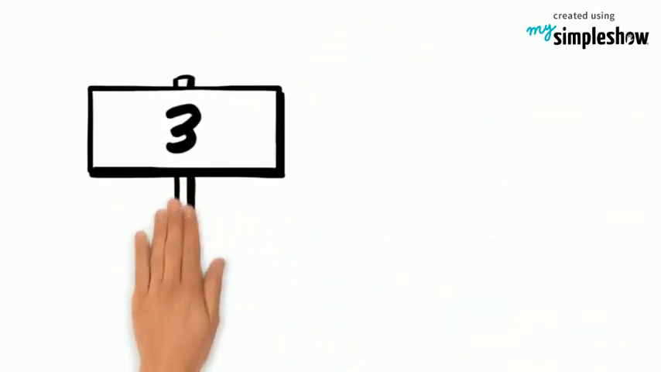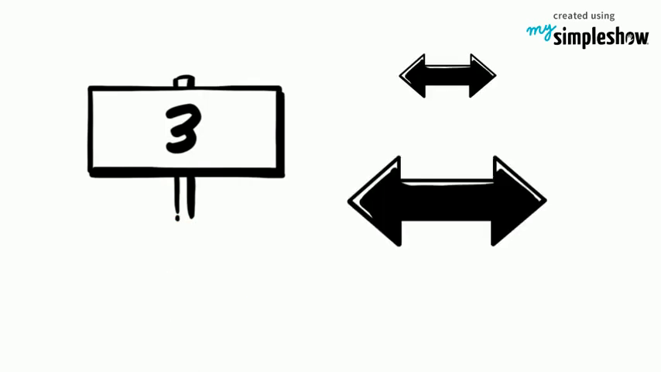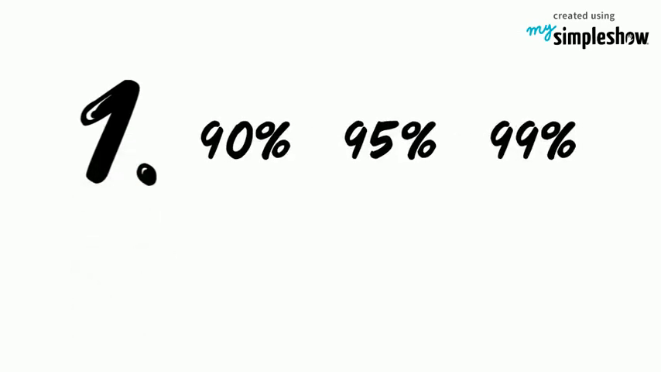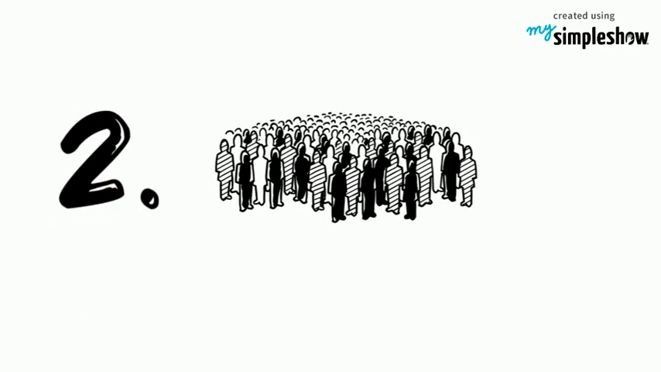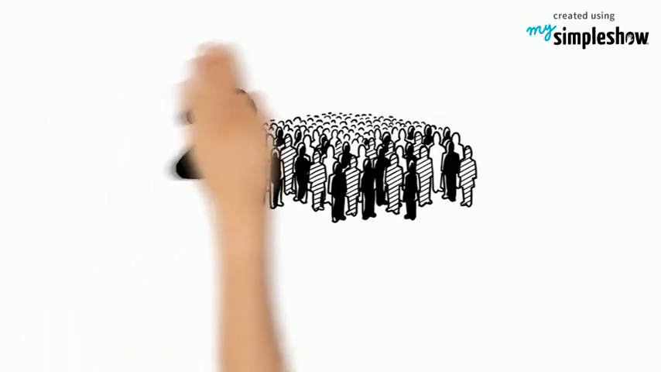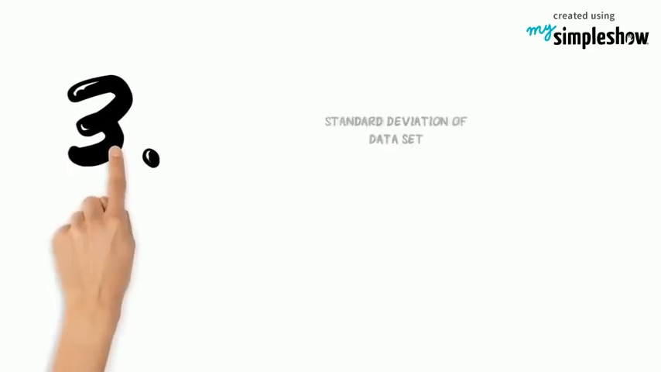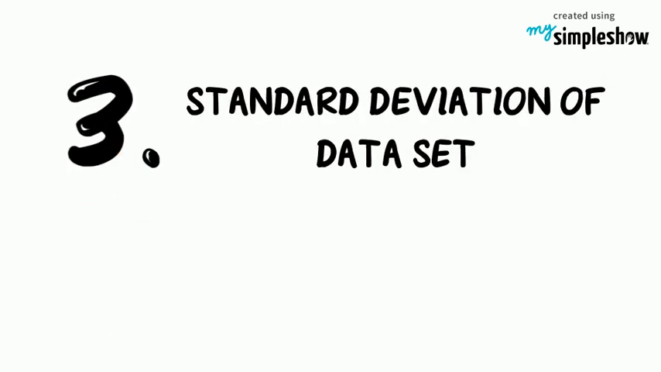Classically we talk about 3 things affecting the width of the confidence interval. The first is how much confidence you're actually looking for. The second is the size of the study. And the third is the standard deviation of the data set.